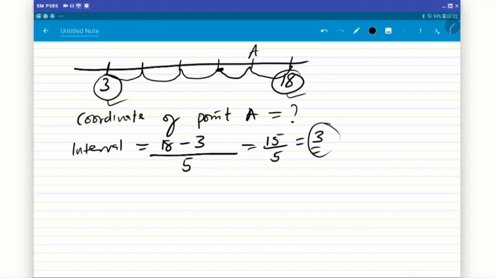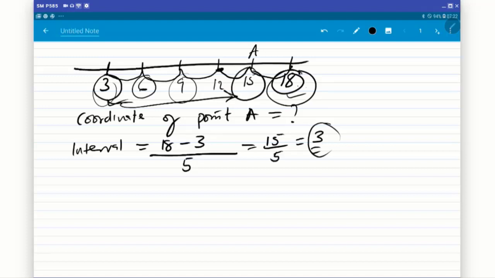Therefore, I will add 3 to this one, I get 6. Then this one plus 3, I get 9. Plus 3, I get 12, and so on like that. So if I want to find this A, instead of going from 3 till I get here, I can simply subtract 3 from 18. So 18 minus 3 gives me 15 as the coordinate of A. So coordinate of A will be 15. Okay, so that is how you can find the interval of a number line.